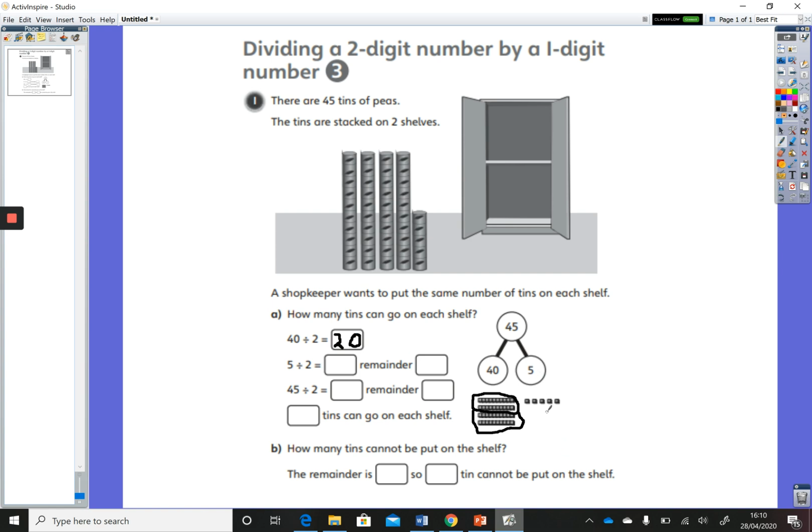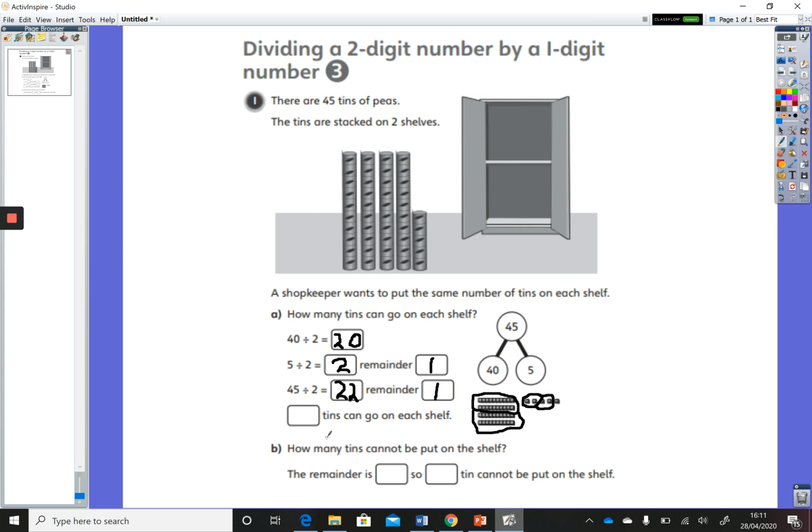And then you have the ones to look at. So you're doing exactly the same thing. You're dividing them by 2. So you've got 5 ones divided by 2. And this time, when you put them into equal groups, hopefully you can see this, you get 2 remainder 1. So therefore, overall, 45 divided by 2, and you have to add these numbers together. So 20 plus 2 is 22, remainder 1.